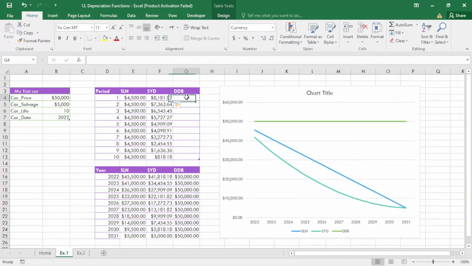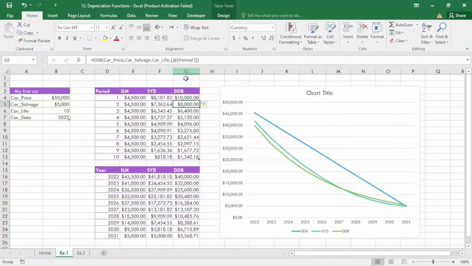So the last one is true for cars and cell phones when we buy a new one. So I just type here the equal sign DDB, double declining balance, so the cost, salvage, the life, and the period of years, and enter. So here you can see in the first year it loses around 20%, the next one is 16%, then 12%, and then 10%. So it goes down like that.